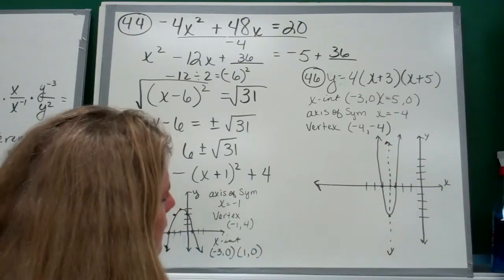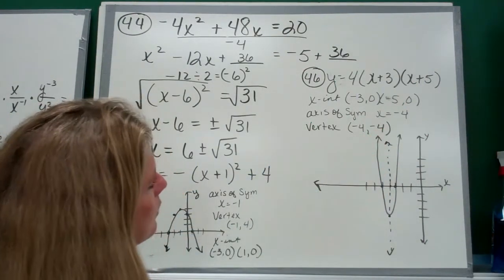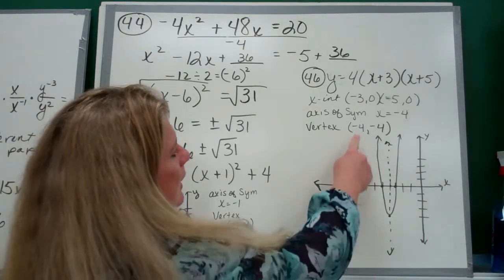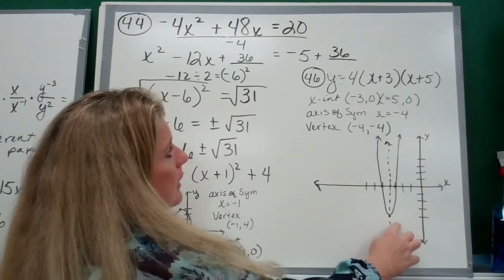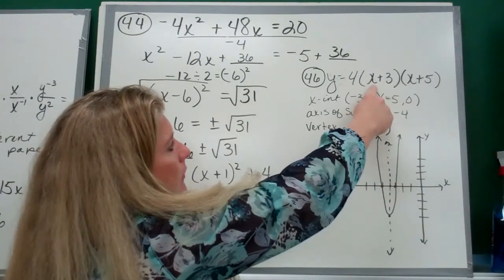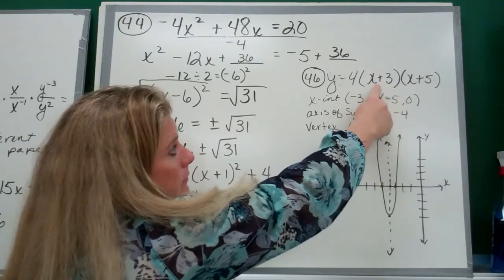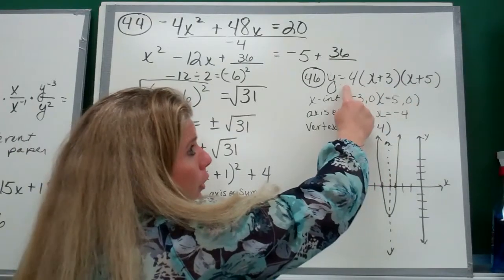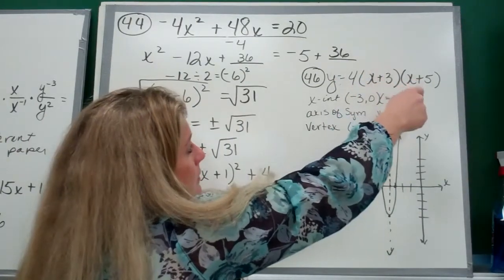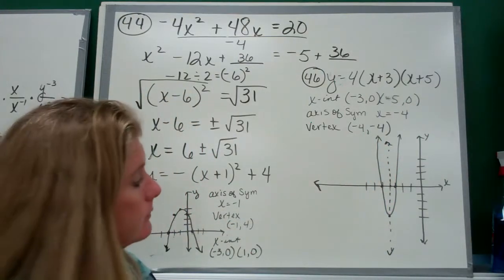Okay, so there's your axis of symmetry. Vertex is at (-4, -4). How did we find that? I take -4, because that's the x-coordinate of the vertex, plug it in. -4 plus 3 is -1. -4 plus 5 is +1. So this is 4 times -1 times 1, which is -4. Okay.